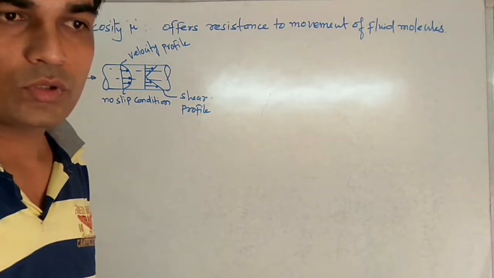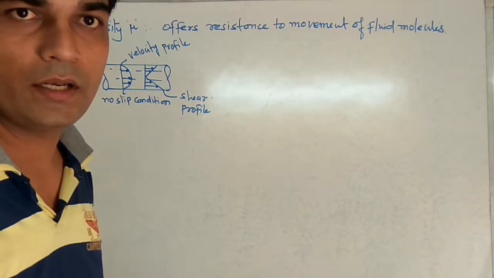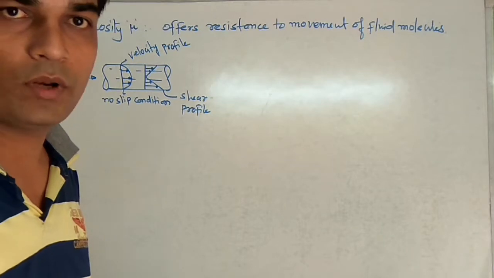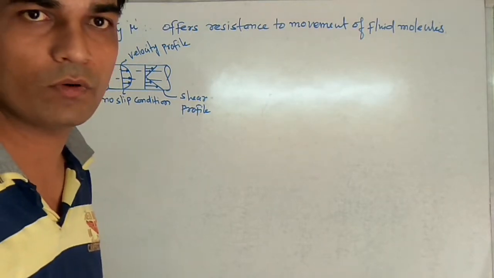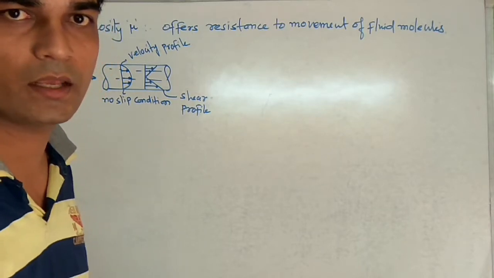If we see an example, if water flows on a road after rain, at the boundary the velocity of water is less, and at the center the velocity of water is maximum. That is the technical example.